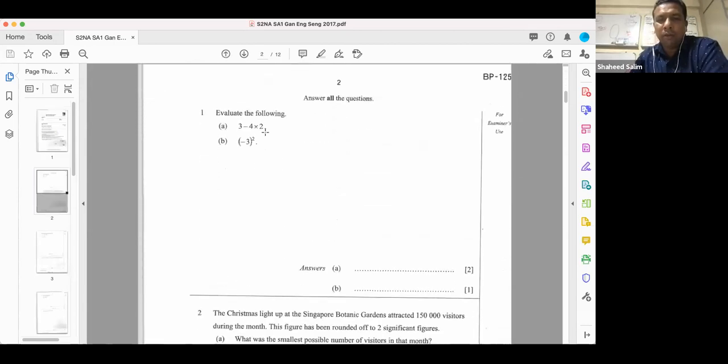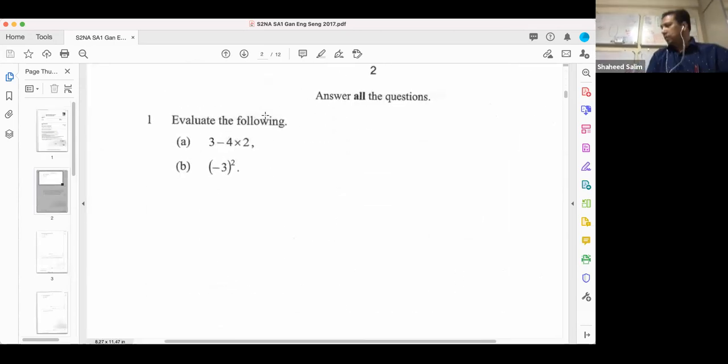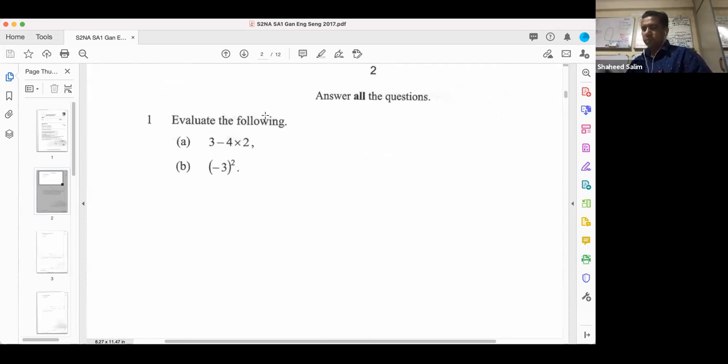Anytime soon. This is from Gan Ing Seng School, and we try the very first one over here. Okay, can you try this? Once you're done, you send me by message.